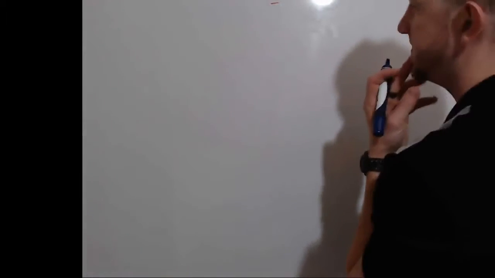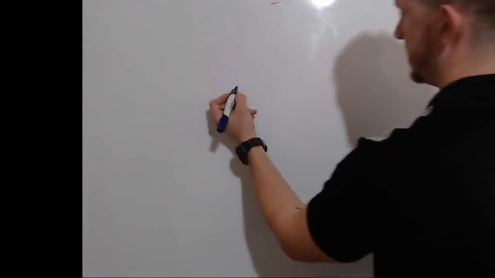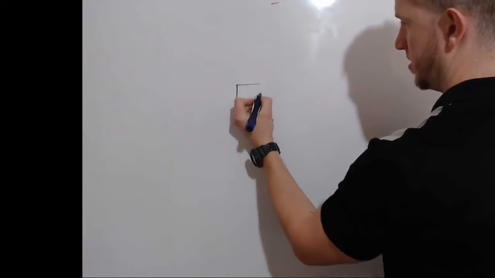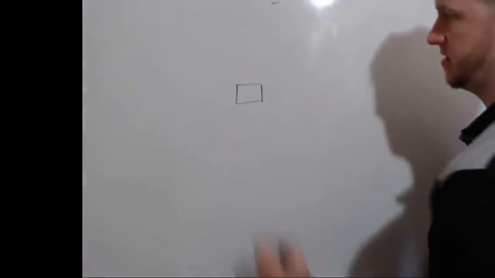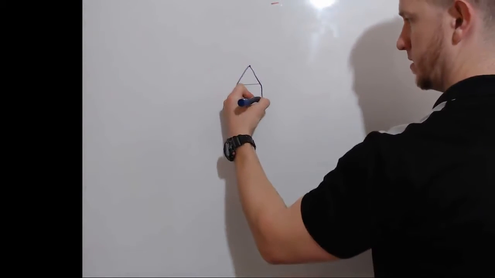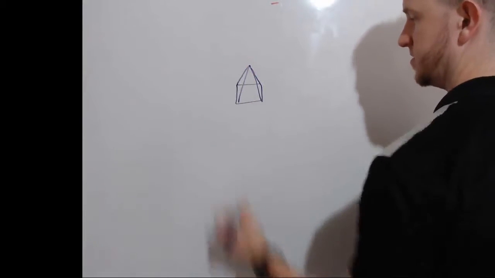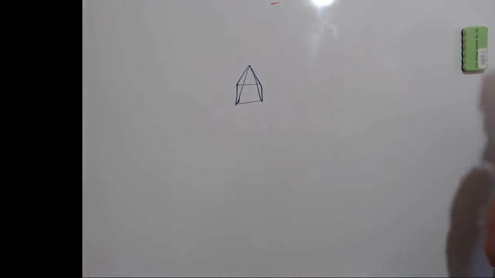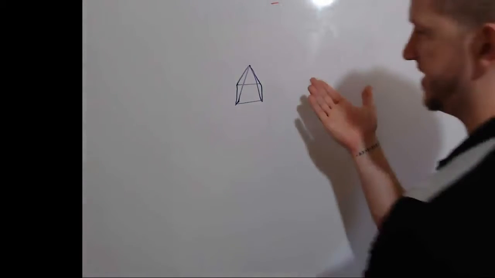If we wanted to find the surface area of some slightly different shapes, let's take a square-based pyramid. So it's got a square base, but all the pieces come to a point. So how would I find out the surface area of this?